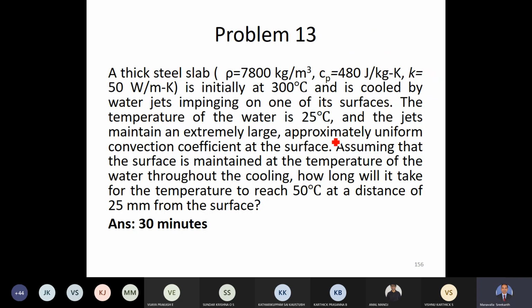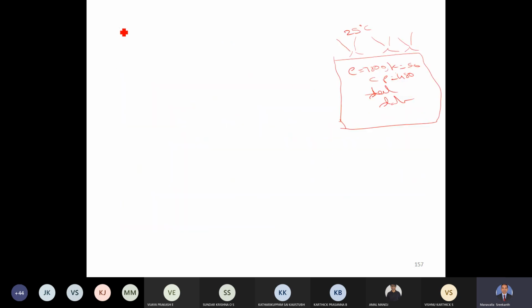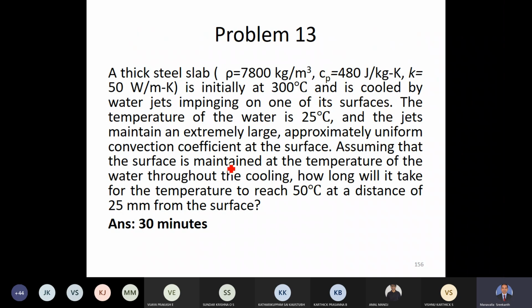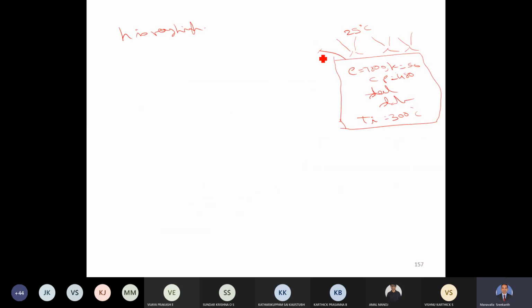Now, the temperature of water is 25 and the jets maintain an extremely large, approximately uniform convection coefficient at the surface. Extremely large, h is very high. This water at 25 degrees Celsius is striking this slab, and the slab's initial temperature is given, not Ti, 300 degrees Celsius. So the slab is initially at 300 degrees Celsius. Immediately it is subjected to these high velocity jets, so that the convection coefficient is extremely large and uniform at the surface. Assuming that the surface is maintained at the temperature of the water throughout the cooling, that means h is so large that the temperature of the surface is the same as the temperature of water. Ts is 25 degrees Celsius. So the fluid temperature and the surface temperature will be equal when the heat transfer coefficient is extremely large. That's the meaning.